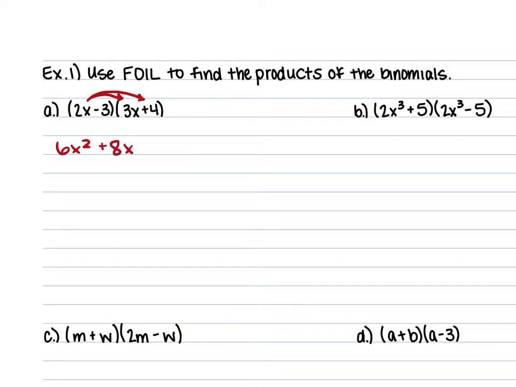From there, we take that negative 3 within the first set of parentheses and distribute it into the second set of parentheses. So negative 3 times 3x gives us negative 9x, and negative 3 times 4 gives us negative 12. From here, we do have like terms, that 8x and that negative 9x. We combine them to give ourselves 6x squared minus x minus 12.